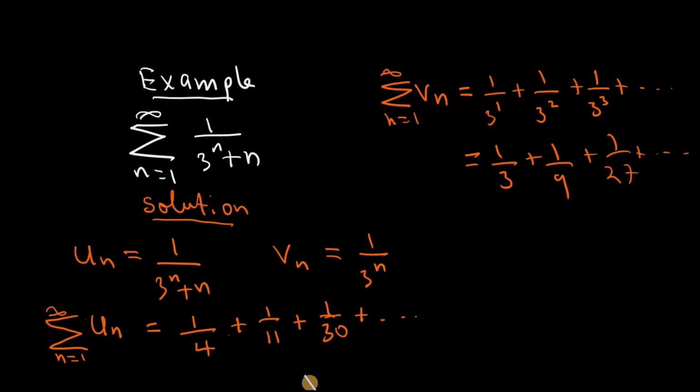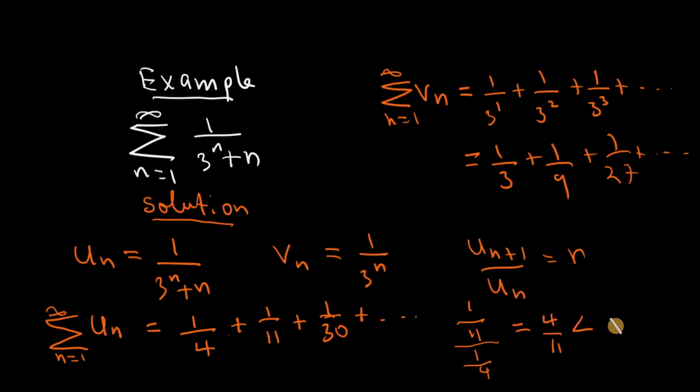From the comparison test, we need to find out if summation un is convergent or divergent. If you look very closely, we can see that summation un is a geometric series. That is, un plus 1 all over un is equal to r, which is a constant. That is, 1 over 11 all over 1 over 4 is equal to 4 over 11, and 4 over 11 is less than 1. That is, the series un is convergent.